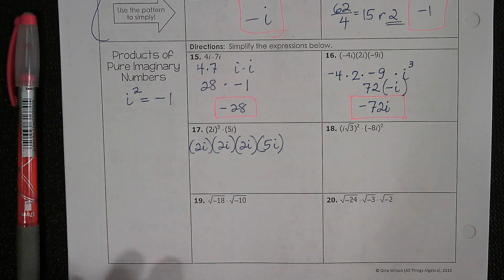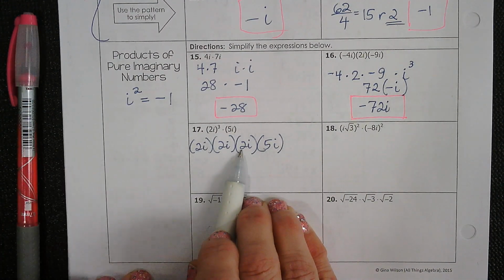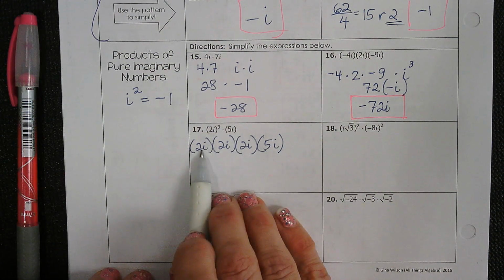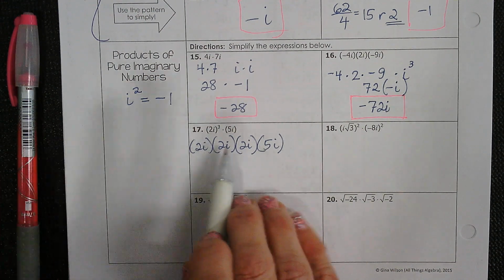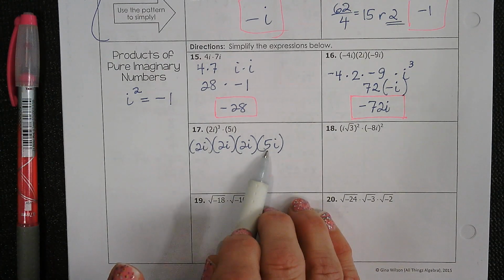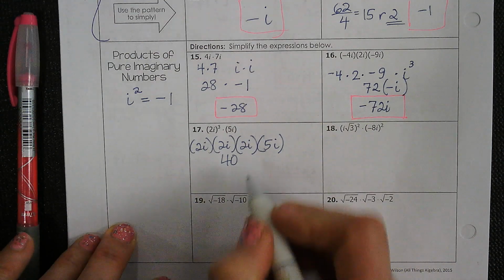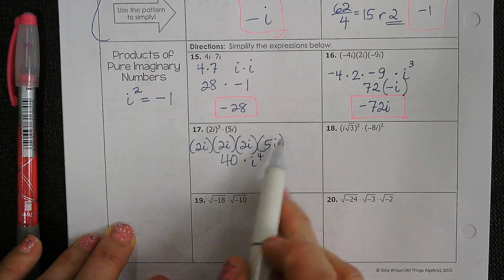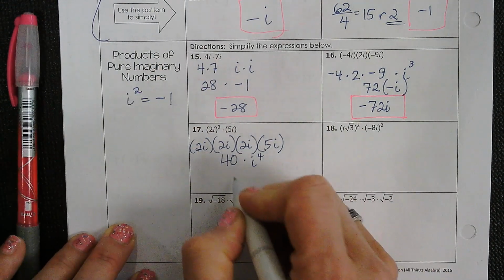You may even be able to skip that next step. 2 times 2 times 2 is what? Try again. 2 times 2 is 4. 4 times 2 is 8. 8 times 5 is 40. And then we have i to the 4th. Right? 1, 2, 3, 4. So what is i to the 4th from up here? It's just 1. So this becomes 40.